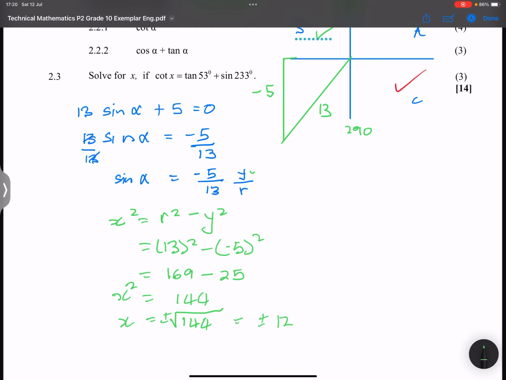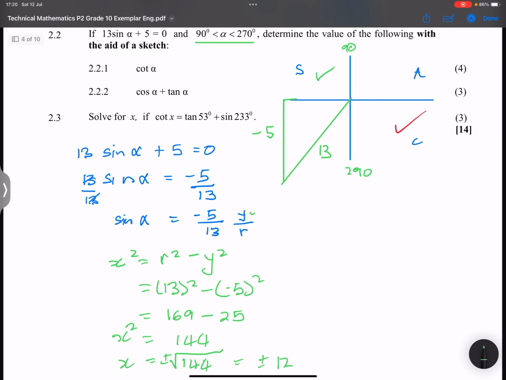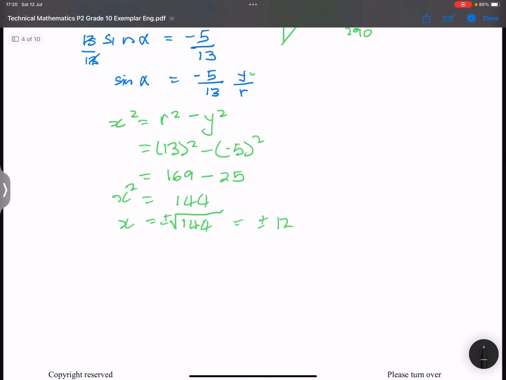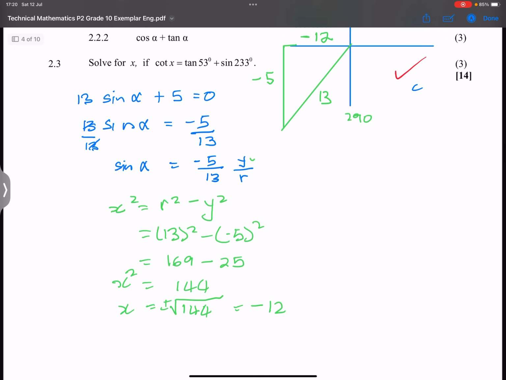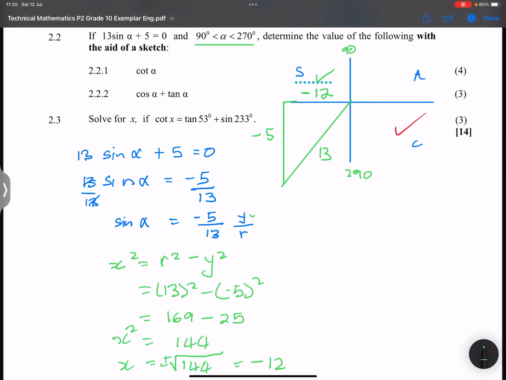But we now need to check where exactly our diagram is. It's in the third quadrant, meaning that x also needs to be negative. So the answer that we accept in this case would be negative 12. I hope that you got that, ladies and gents. Now let's go and determine the values.